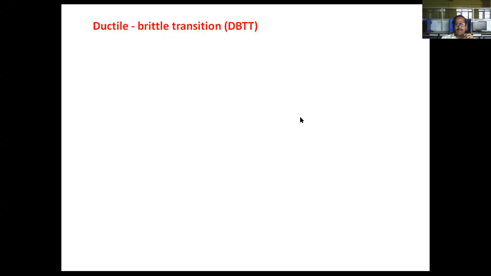So last time, in the last video, we have studied two types of fracture mode, brittle and ductile fracture modes. Then we studied Griffith theory to determine the critical stress for fracture for glass kind of material, brittle material, and also for the metals. That is called the Orowan modification. Now we will see ductile to brittle transition temperature for different metals.